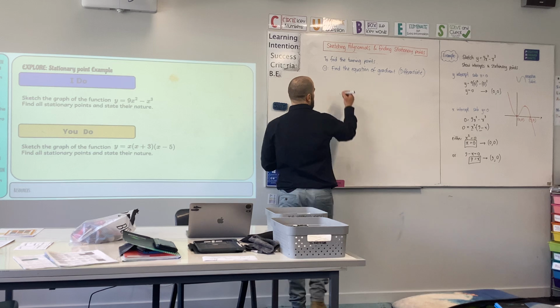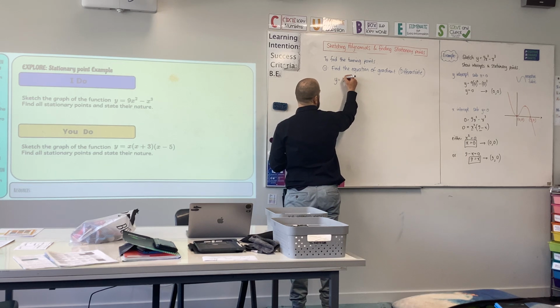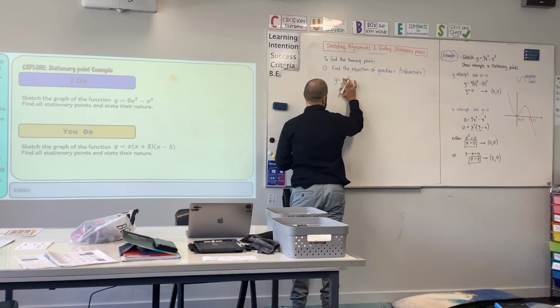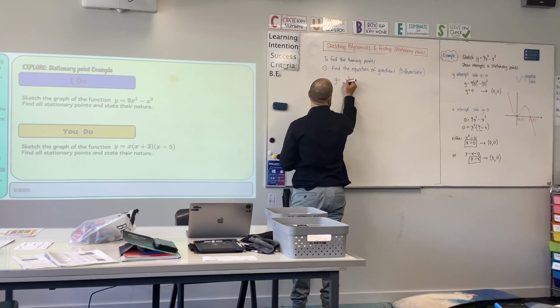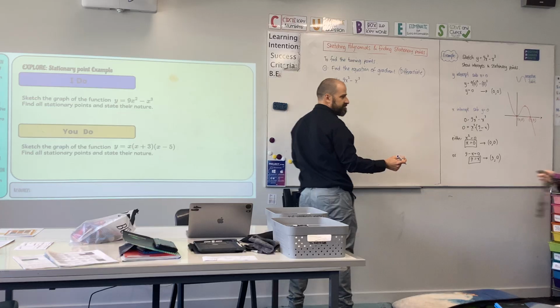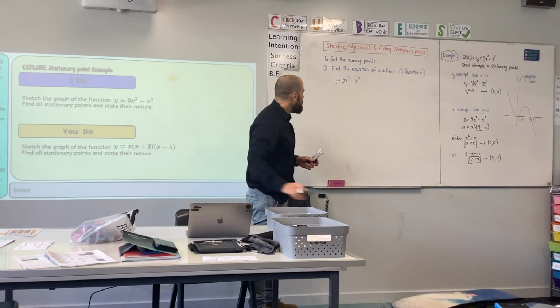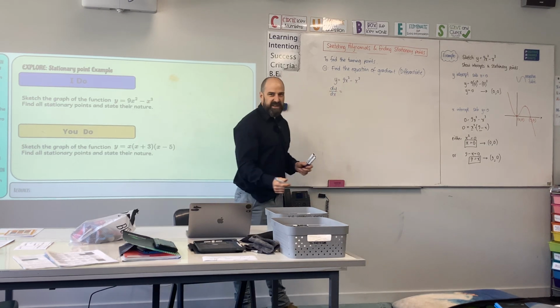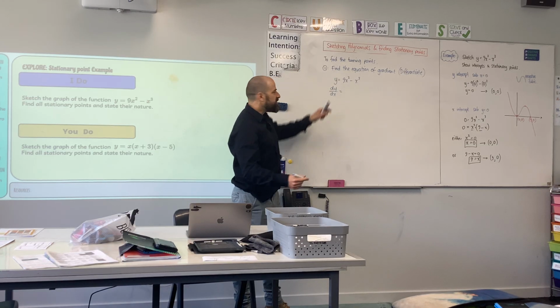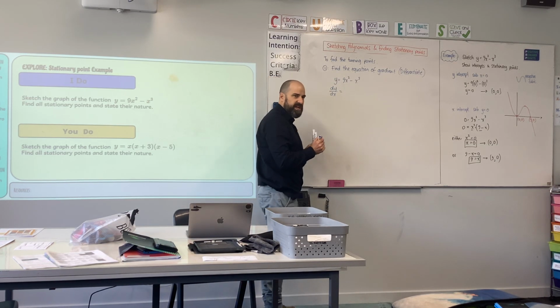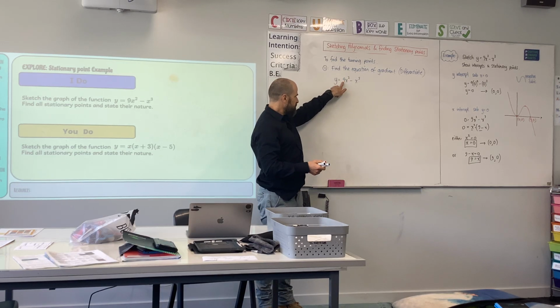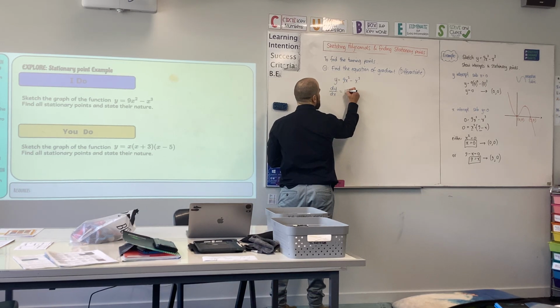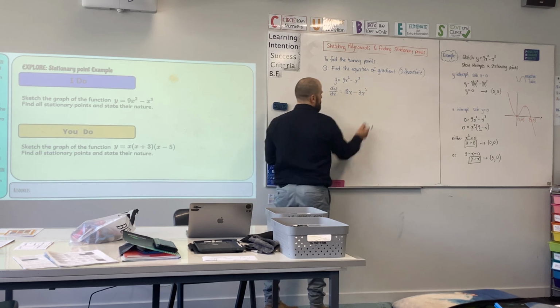Okay, so we've got y equals 9x squared minus x cubed. So let's differentiate that. I'm going to use the dy dx notation. Normally when it's a y, I use dy dx to show that I've differentiated. How do I differentiate? 2 times 9 is 18x. 3 times 1 is 3x squared.